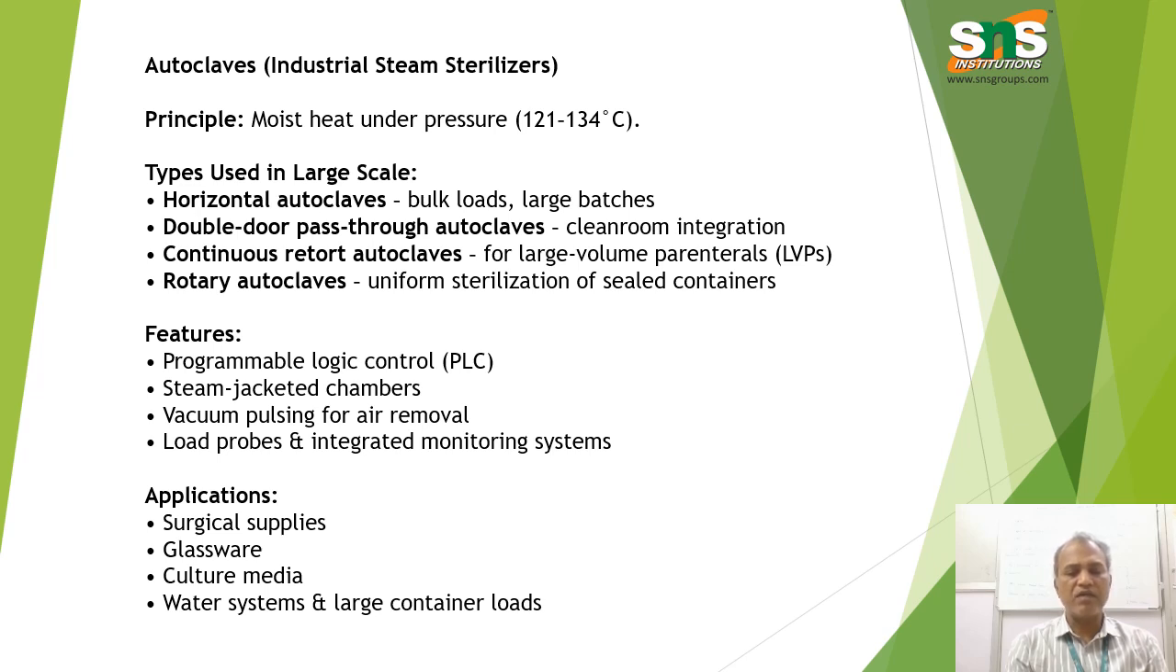The horizontal autoclaves are meant for bulk loads and large batches. Next, the continuous retort autoclaves are meant for large volume parenterals, simply called LVPs. Next, rotary autoclaves give an edge compared to the previous three in terms of uniform sterilization of sealed containers.